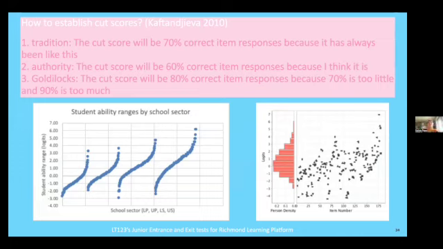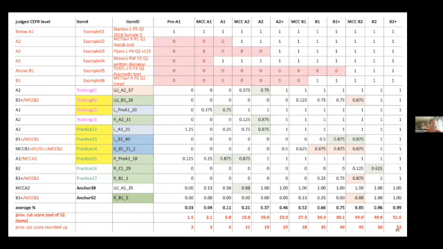But then what the task was is actually finding cut scores for each school sector and also for each CFR band, because the test was designed to test between pre-A1 and B1. But then how do you get from this right map to the cut scores? And that can be done by, as I said, a level setting panel.